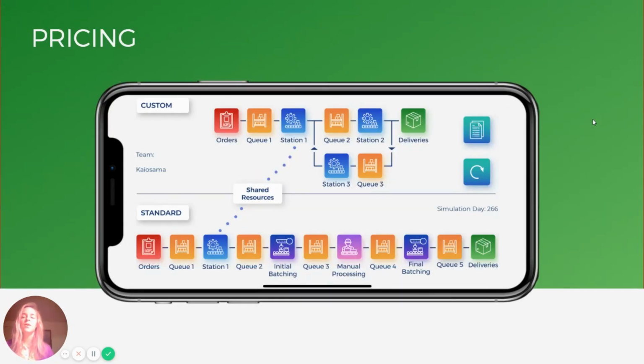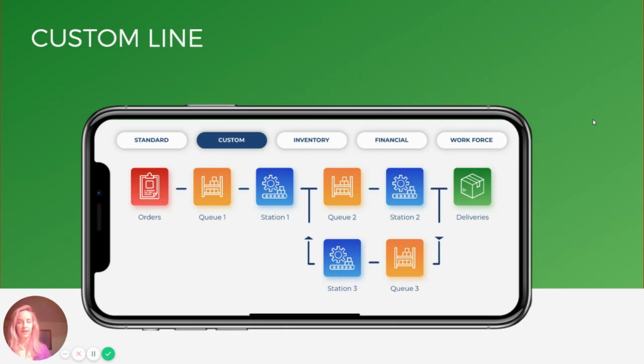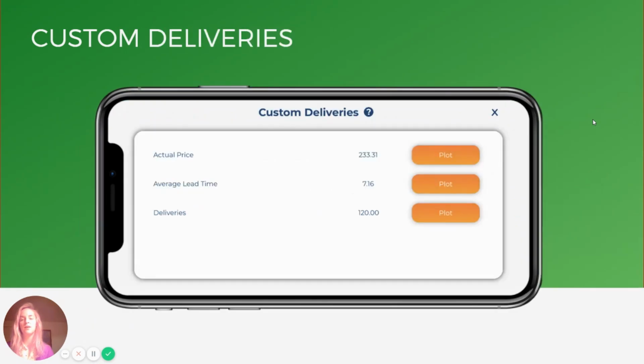When it comes to pricing, both lines price their units differently. Starting with the custom line, let's make our way to the delivery section. For the custom line, the price at which you sell your products is determined by how long it takes to produce them. So people are willing to pay more for promptly delivered products. In essence, the smaller your average lead time is, the higher your selling price will be. Having accumulated orders and/or bottlenecks makes your custom line less efficient and delays your deliveries.